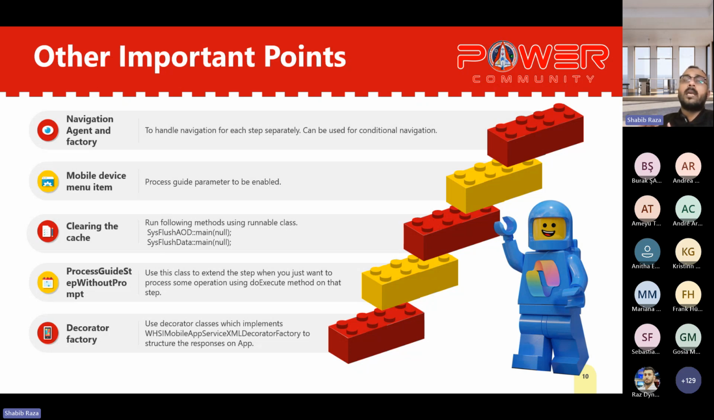If you want to display a list, just like you have the list in your mobile or in finance and operation, even the inquiries, you can use decorator factory. So for these purposes, you can use decorator factory. It's basically used for structuring the responses on the app.